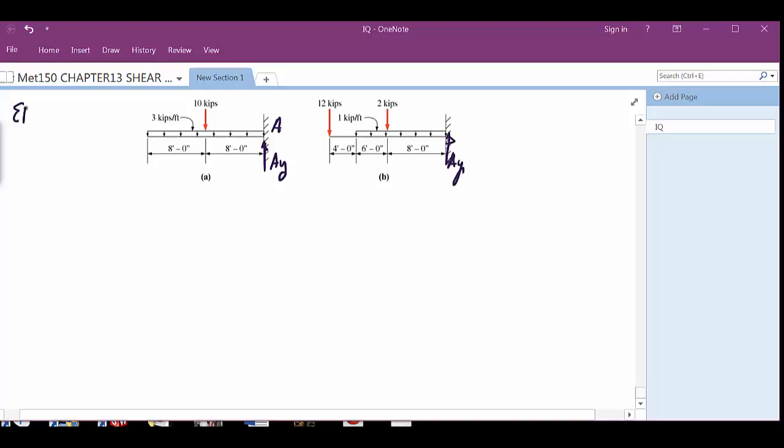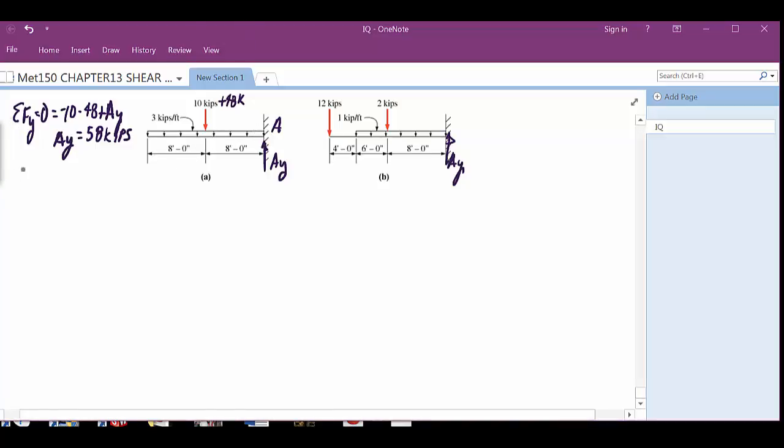To find A, we just sum the forces in Y. We have minus 10, plus, or minus, 3 kips per foot over 16 feet, so that ends up being 48. So there's another 48 kips here, plus AY. So AY equals 58 kips. So that's essentially what's going on. That's the max shear there, isn't it?